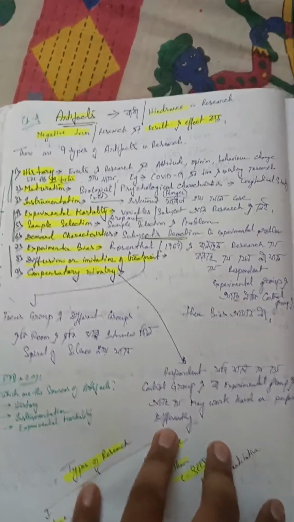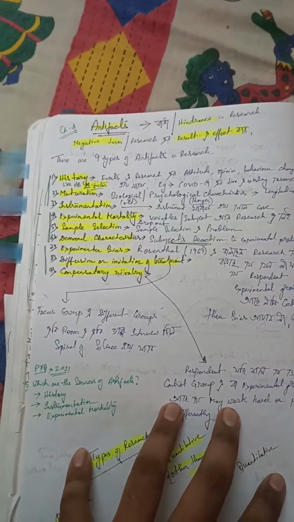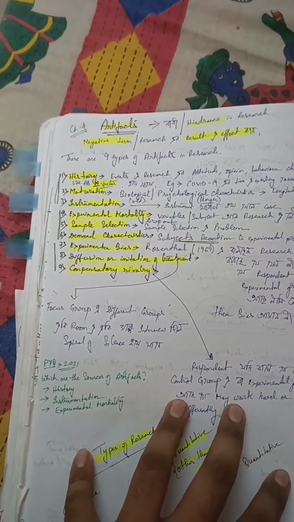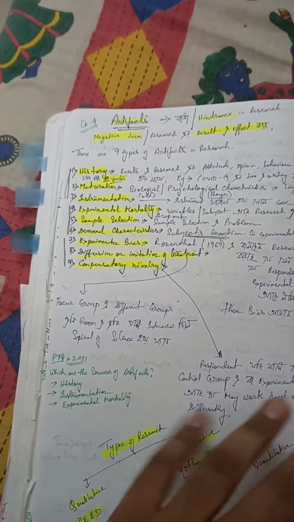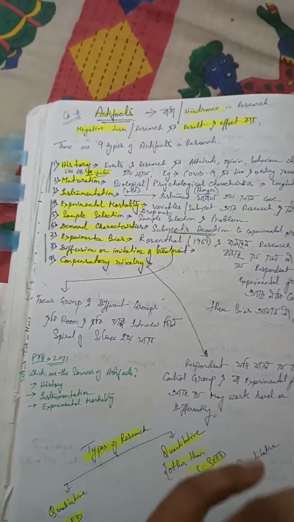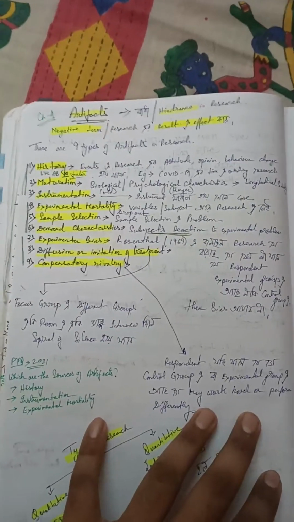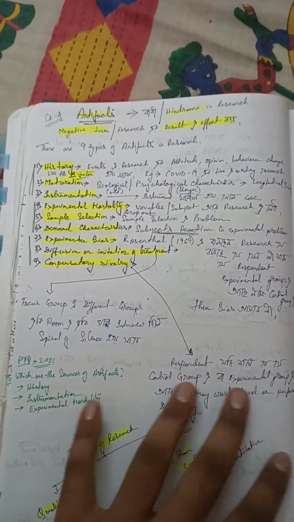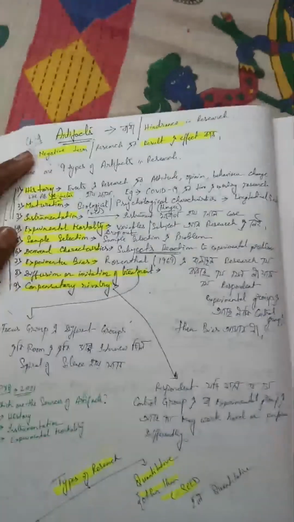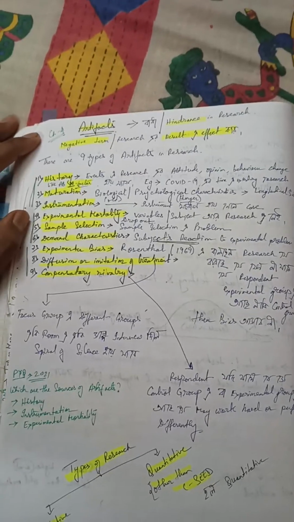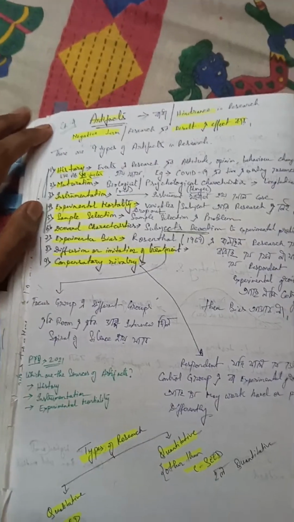So today in this video we will be talking about artifacts, the artifacts of research. Artifacts in research are known as a hindrance. That means it's a negative term, and it affects the result of any research. There are broadly 9 types of artifacts in any research, which are history, maturation, instrumentation, experimental mortality, sample selection, demand characteristics, experimenter bias, diffusion or imitation of treatment, and compensatory rivalry.